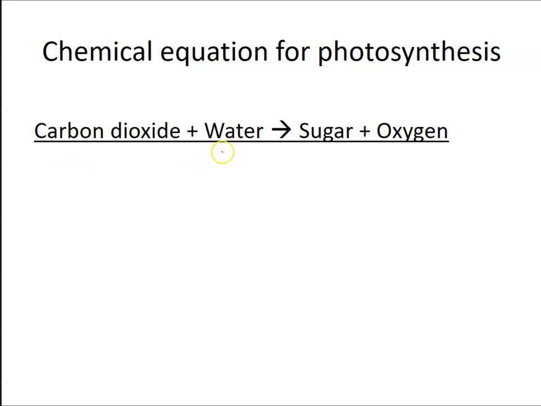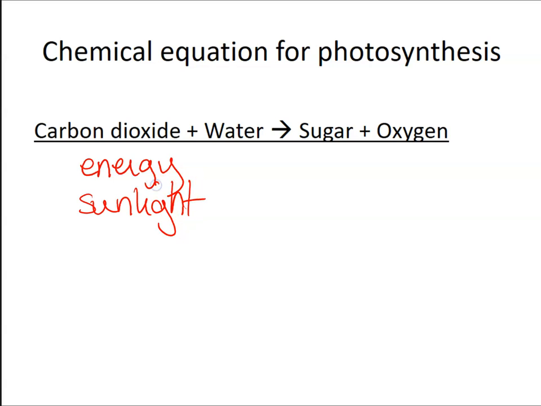So that carbon dioxide and water can only convert in the presence of some energy. And where do plants get their energy from? From the sunlight. So that energy provides the oomph to be able to take that carbon dioxide and that water and convert it into sugar and oxygen.